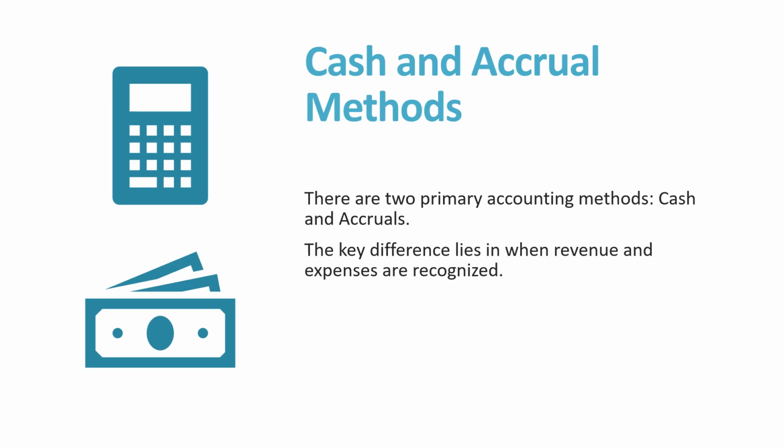Before we dive into the details of the cash flow statement, let's get a handle on the difference between cash and accrual methods in accounting. These are two primary methods of doing accounting, and the key distinction is around when we recognize revenue and expenses, or in other words, the difference is in timing. Now let's break it down.